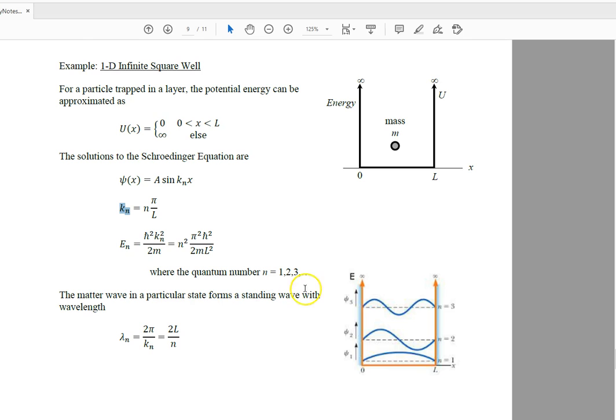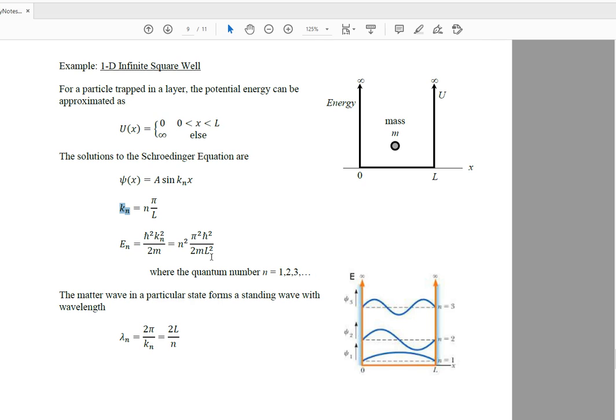Now, you'll notice that the energies are not equally spaced for the infinite square well. In fact, the energy separations are getting larger and larger and larger. And the energy goes as n squared. Notice also that as L gets bigger, an interesting thing happens. If the width of this well, the width of the layer, starts getting bigger, bigger, bigger, all of these allowed energies get smaller, and the spacing between them also starts to decrease.